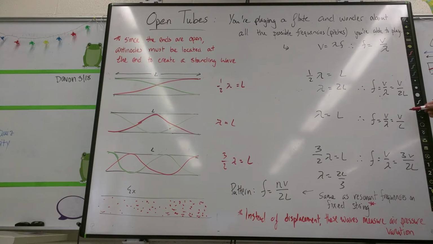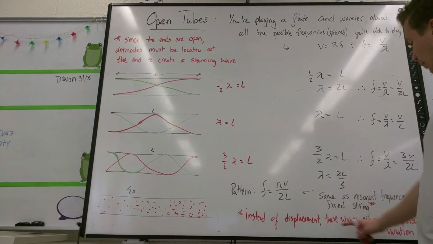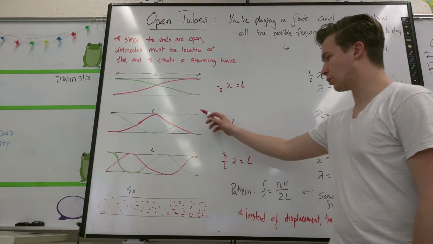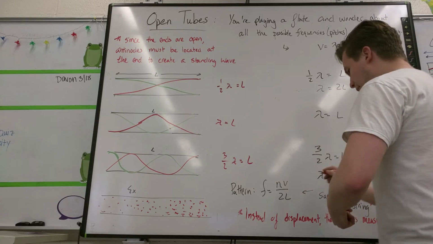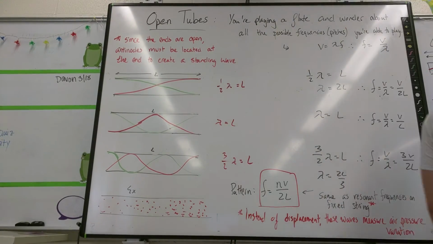I see a v/2L in every one except for this one. Maybe it is there, maybe we could say this is v/2L and that the integer there is 2, and that would cancel, the 2's would cancel out. So I think the pattern here is the frequency is f = nv/2L, where n is some integer based on what the wavelength is that you have in any given scenario. I'll box this, because this is important for open tubes.